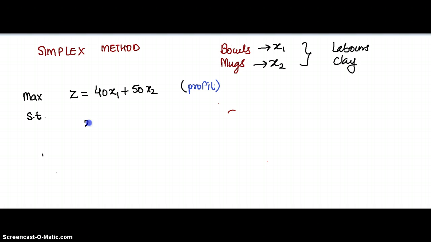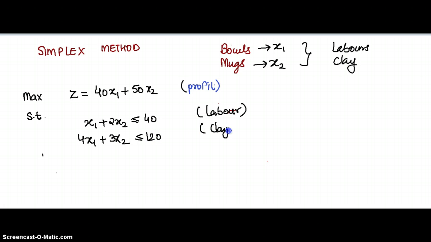The first constraint is x1 plus 2x2 less than or equal to 40. This represents the labor constraint. And the second constraint is 4x1 plus 3x2 less than or equal to 120. This represents the clay constraint. With the condition that the variables x1 and x2 are greater than or equal to 0.